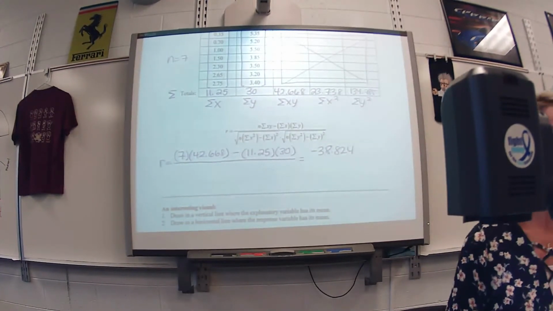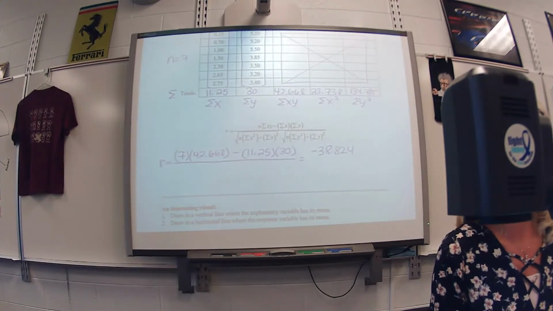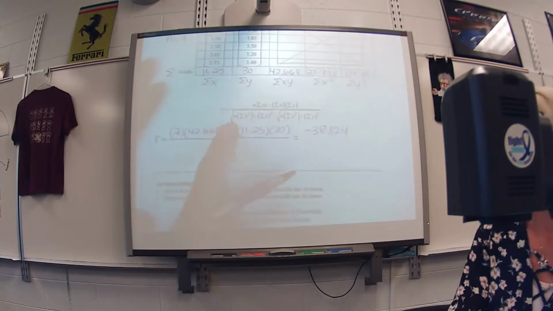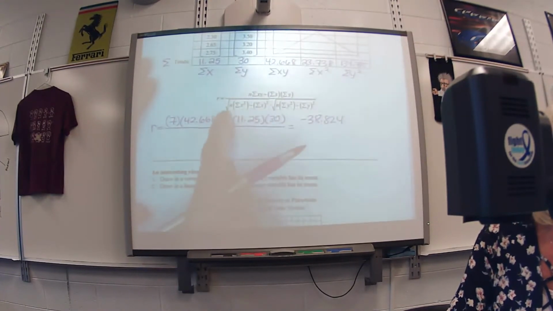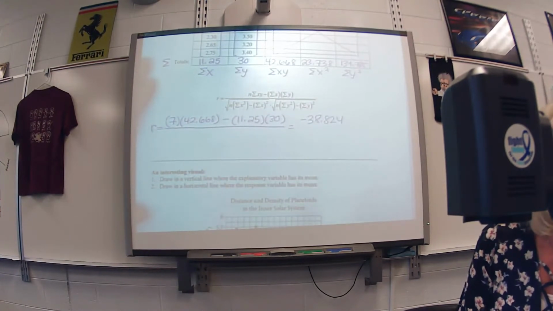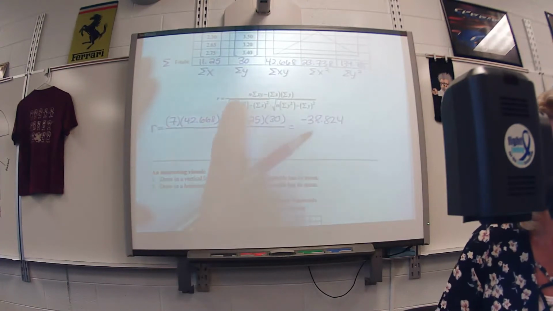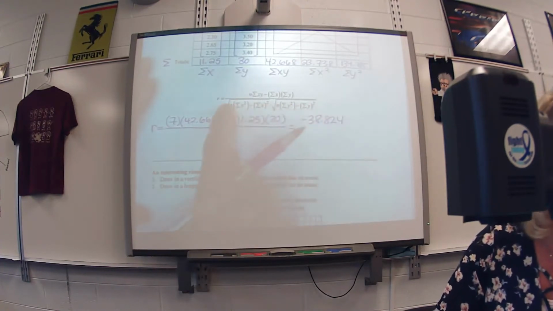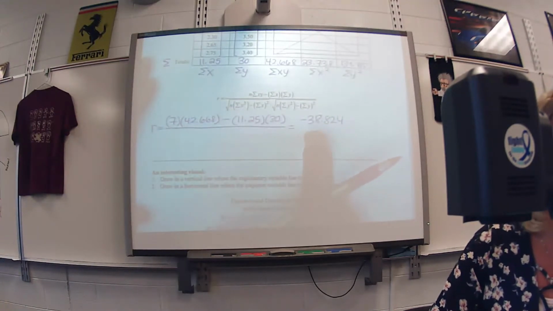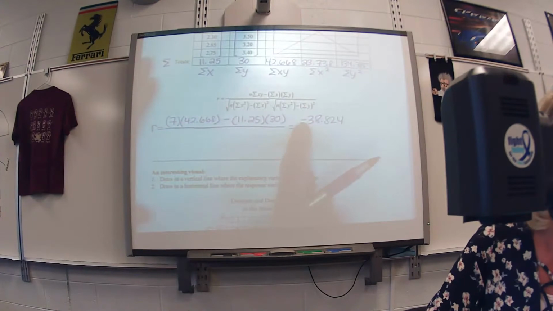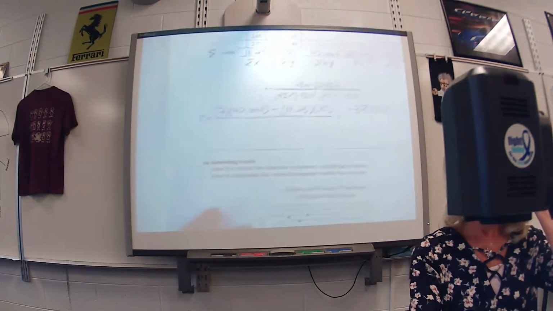All right, by the way, that numerator is your indication of whether you're going to have a positive or a negative R value. Because notice the denominator, you're taking square roots. You can't take a square root of a negative number in the real number system. So this denominator is always going to be positive, and it's the numerator that tells you whether you have a positive or a negative R value. So I'm really glad that came out to be negative because we know that this has a negative trend.